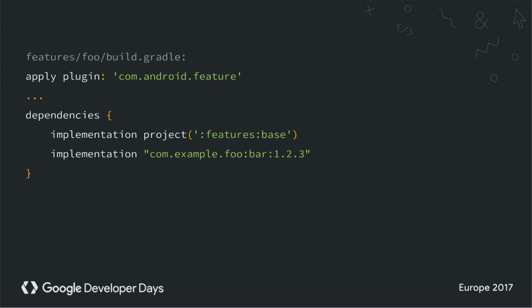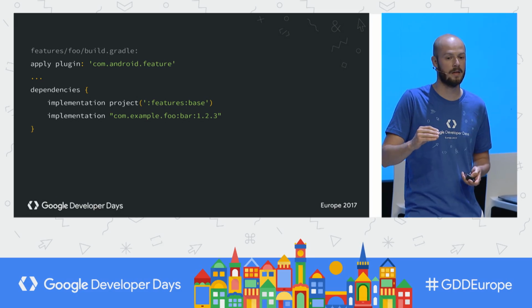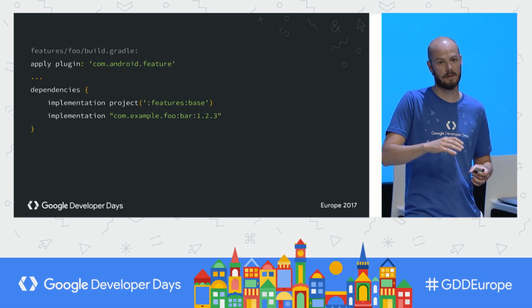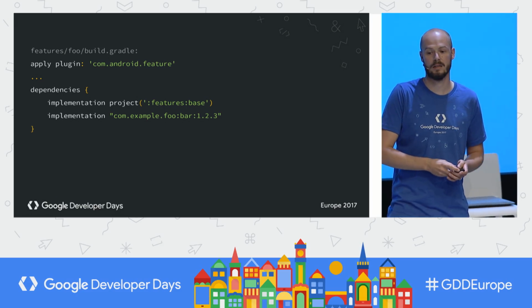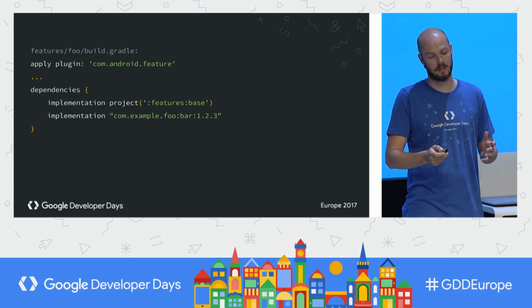Also, you can have your dependencies scoped directly to the features that are using them. And I highly recommend scoping them as narrowly as you possibly can in order to avoid having a massively bloated base module in there.